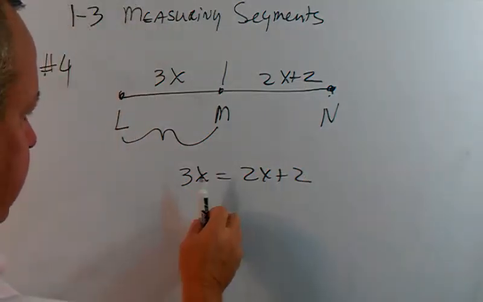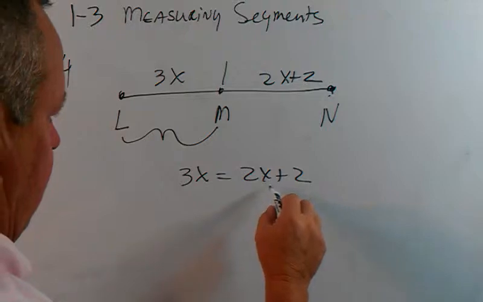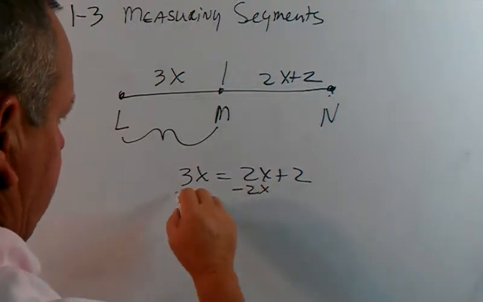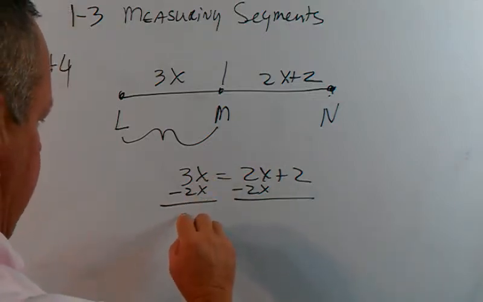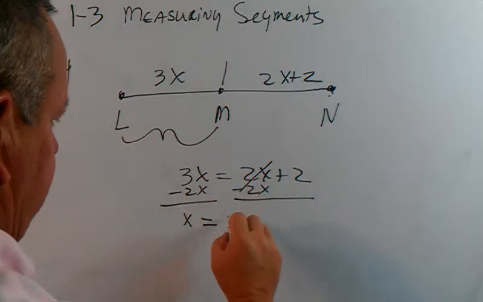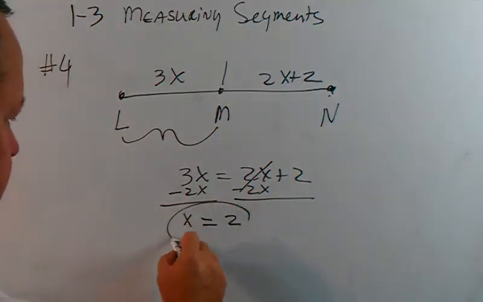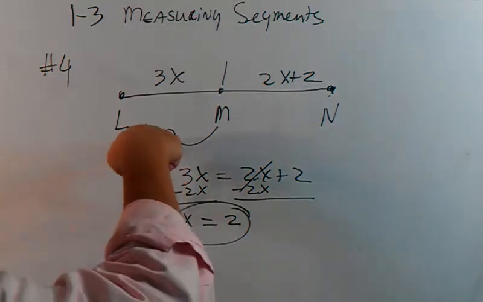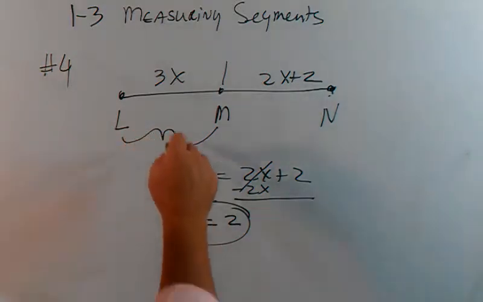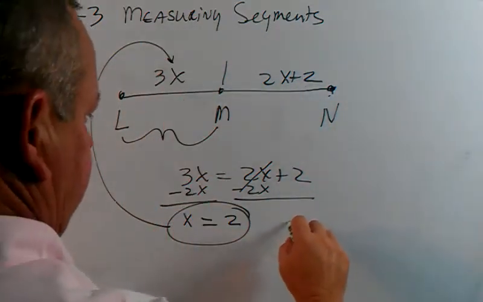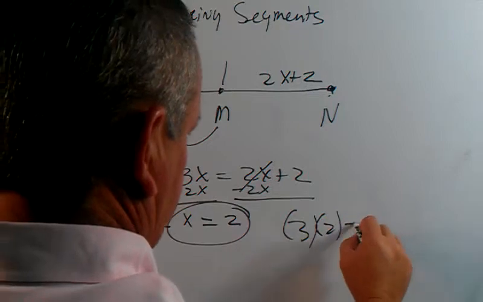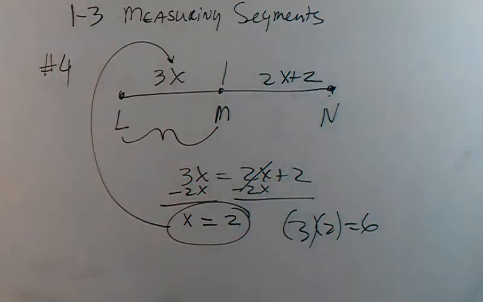All right, we need to get the x's on the same side. So the first thing we're going to do is subtract 2x from both sides, minus 2x. Okay, that's going to give us what? Positive x. That's equal to, that's going to go to 0, is equal to what? 2. So x is equal to 2. So we're looking for LM, so we take this 2, plug it back in here. So we've got 3 times 2, 6. That's your answer.